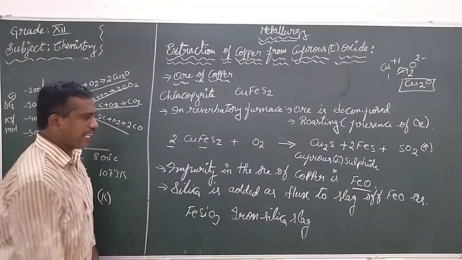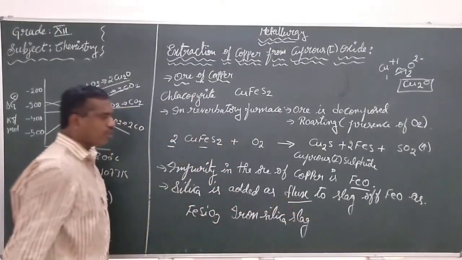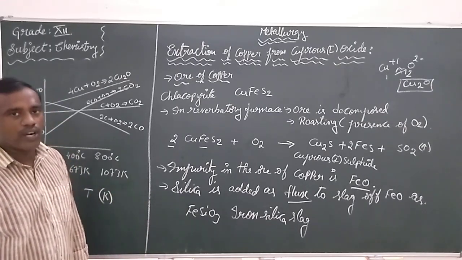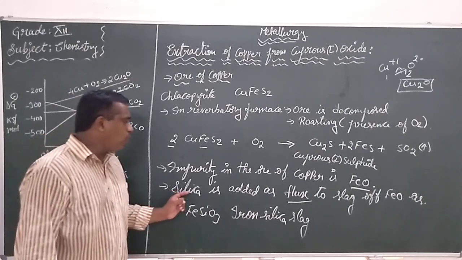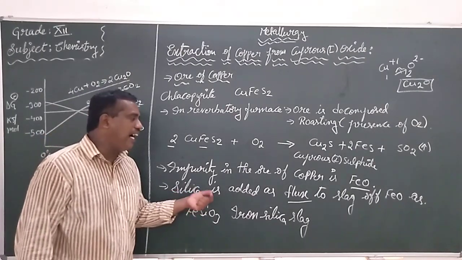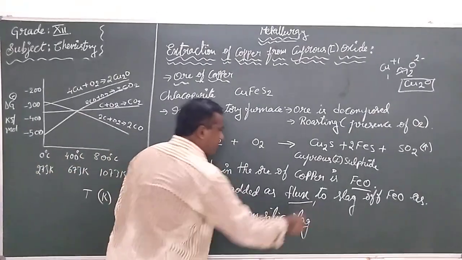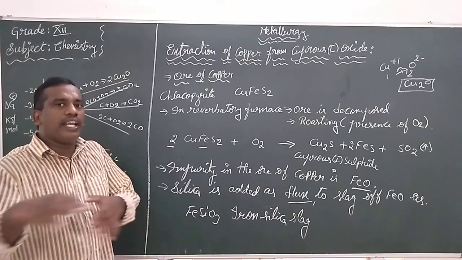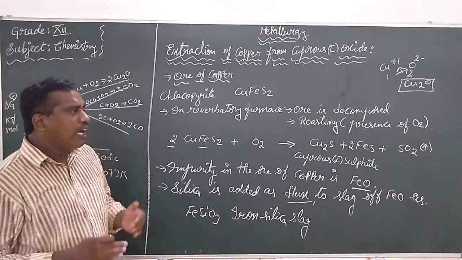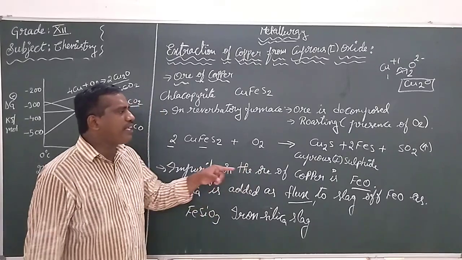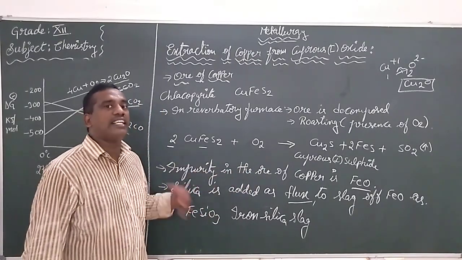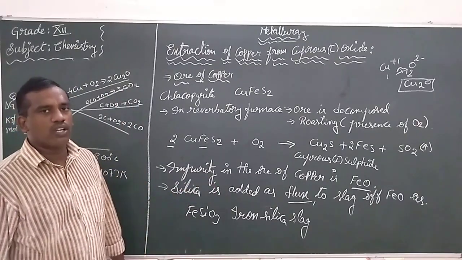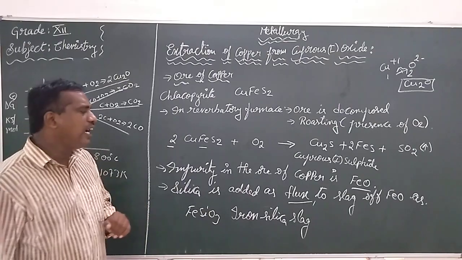Iron silica slag. The substance that we are adding to remove the impurity, we call it the flux. What is the flux added here? Silica is added as the flux to slag off, meaning to remove the impurity in a combined state. The impurity FeO, when it reacts with the added silica, what is the formula of silica we know? SiO2. The formula of silica is SiO2.